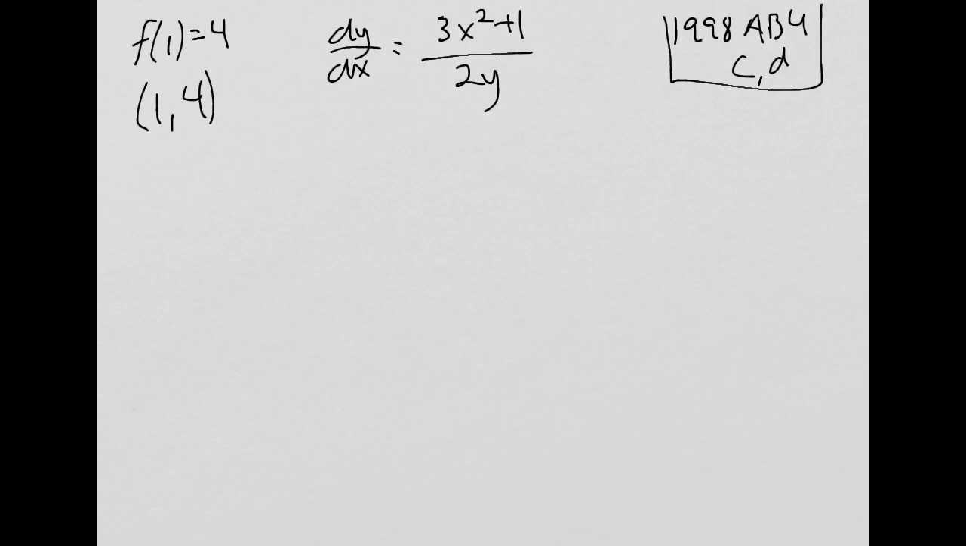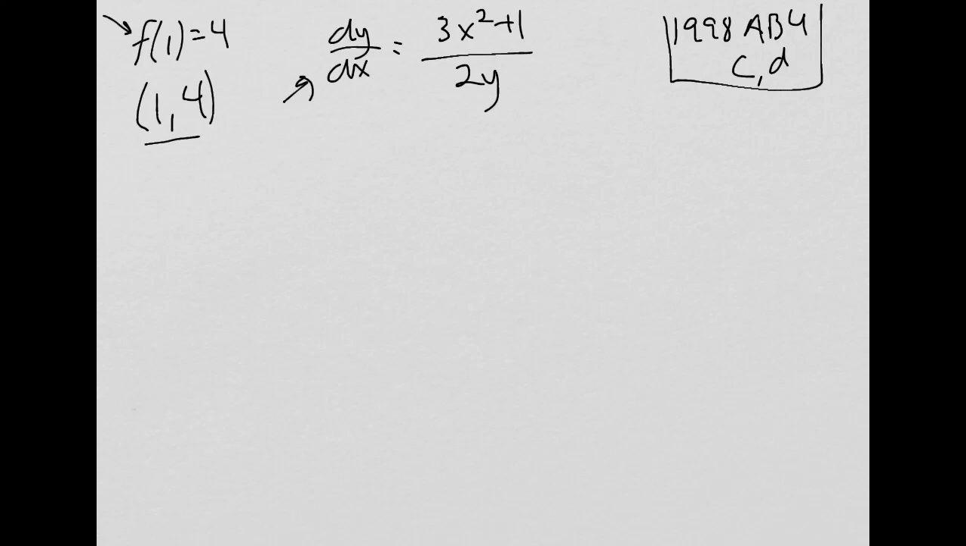So I'm going to do C and D now, and this is 1998 AB4, and I'm allowed to use a calculator for this. So at this point, I haven't actually used a calculator yet. You could have if you wanted to, but should have been able to get by without one. But anyway, part C says find f of x. So I want to solve for f of x by solving the differential equation with the initial conditions I just pointed out on the left, so 1, 4.